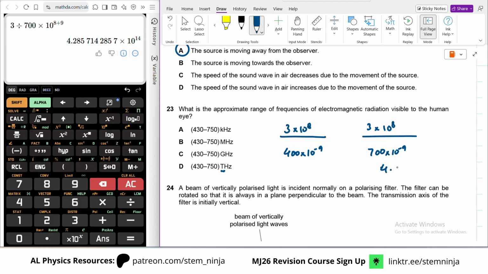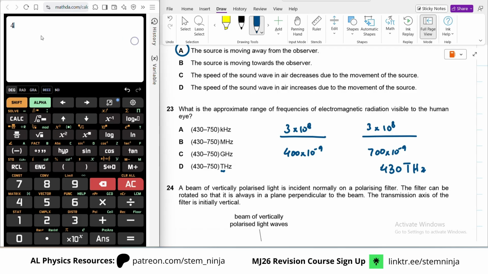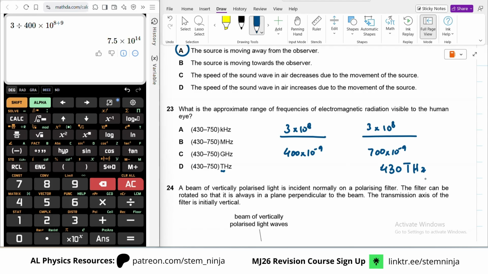So this is let's call it 430 terahertz. And now this one, 300 divided by 400, 3 divided by 400 times 10 raised to the power 8 plus 9, that is 7.5, so you can say 750 terahertz, that value. So both are in the same region.